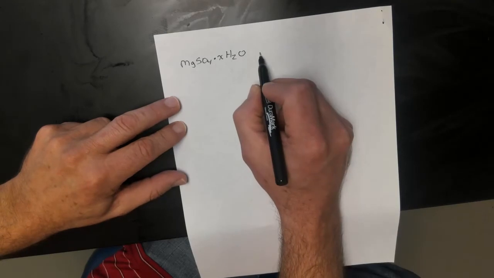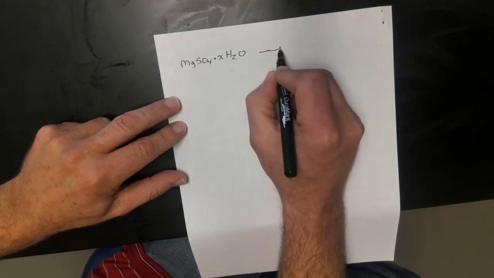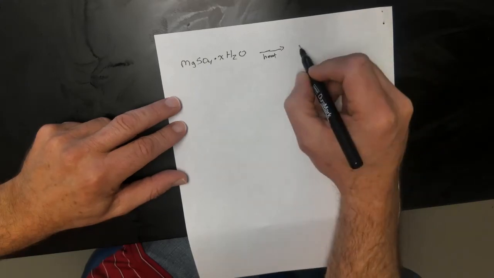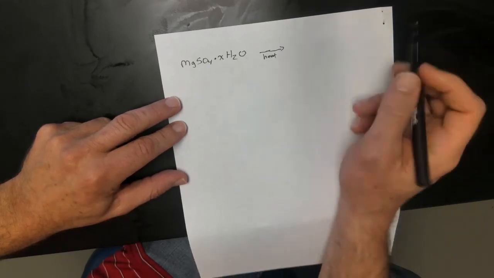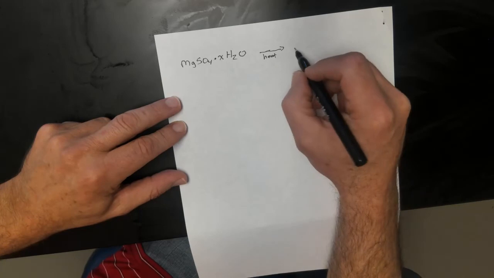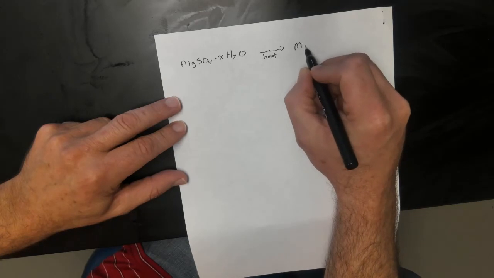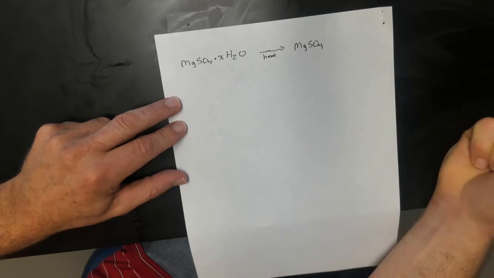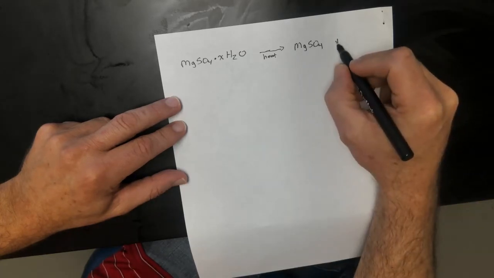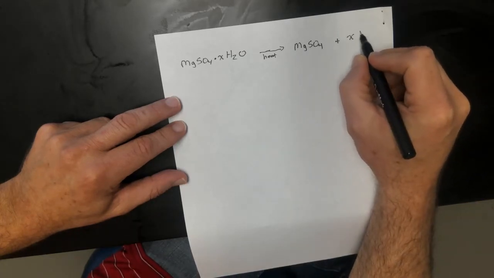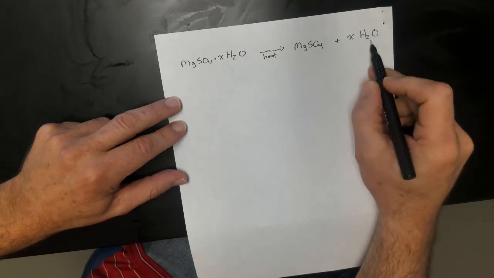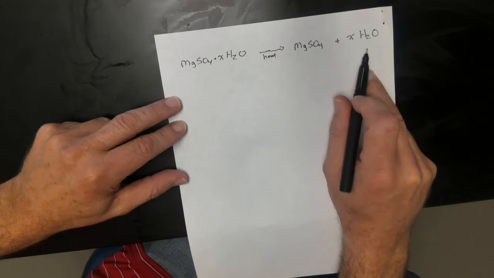So we heat this. Write a chemical equation here showing that we're heating it, and we drive off all the water. All this water is broken out of the hydrate. So over here, we get the anhydrate plus X moles of water. So this is the chemical equation.